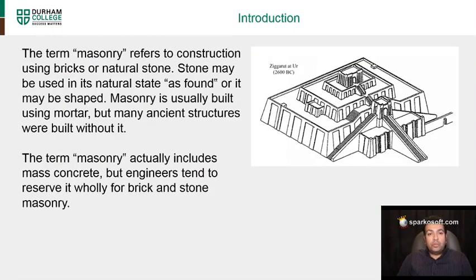The term masonry refers to construction using bricks or natural stone. Stone may be used in its natural state as found, or it may be shaped. Masonry is usually built using mortar, but many ancient structures were built without it. The term masonry actually includes mass concrete, but engineers tend to reserve it wholly for brick and stone masonry.